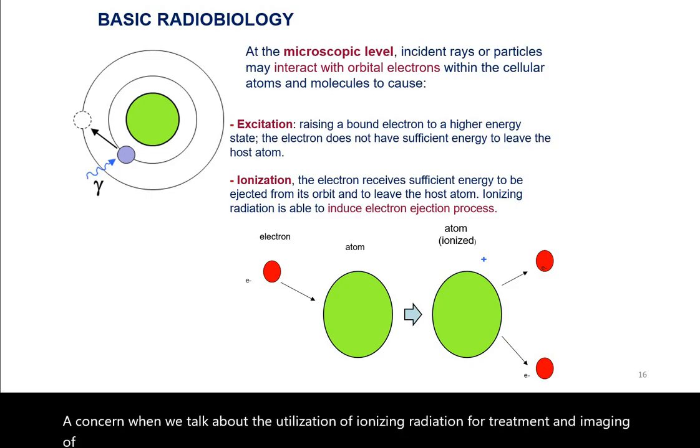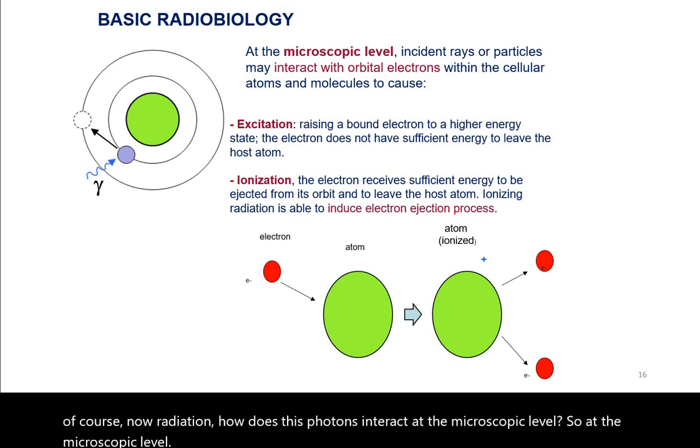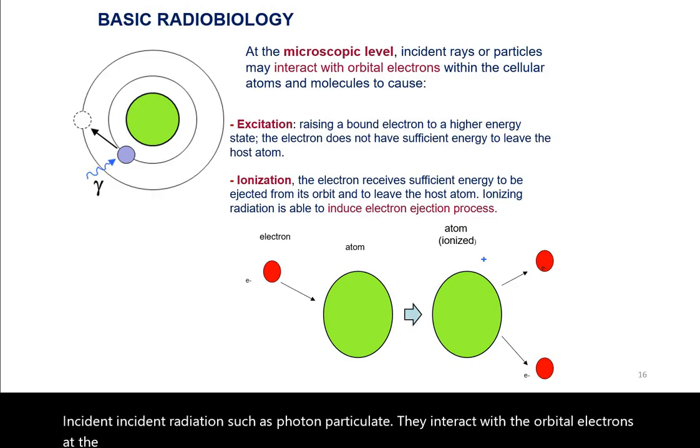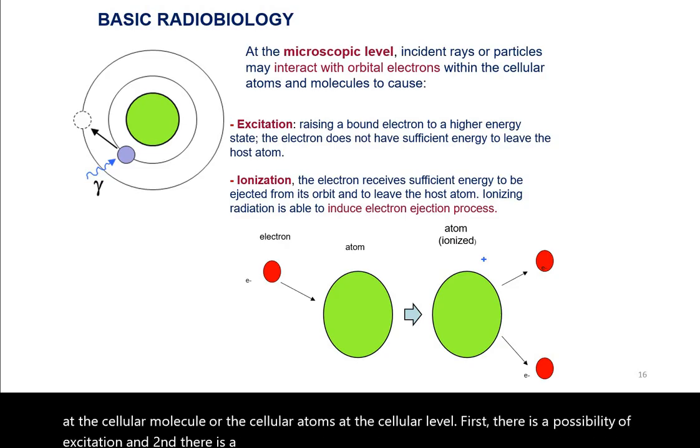imaging, of course. Now, how do these photons interact at the microscopic level? At the microscopic level, incident radiation such as photons or particles interact with the orbital electrons of the atoms at the cellular level. First, there is a possibility of excitation, and second, there is a possibility of ionization.